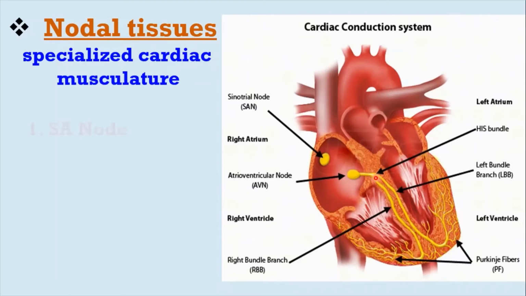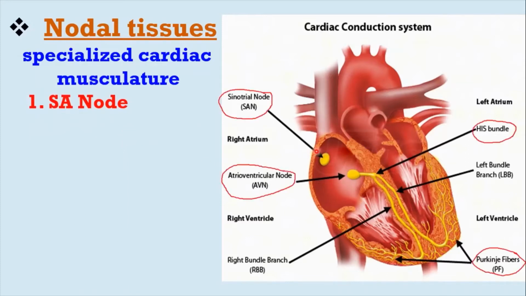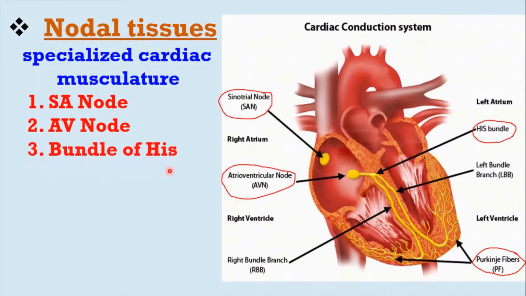The conducting system includes 4 main parts. They are SA node, that is sinoatrial node. The next part is AV node, atrioventricular node. And third one is bundle of His. This is the bundle of His here. And the next one is Purkinje fibers. Here are the Purkinje fibers. Let's discuss these nodal tissues one by one.